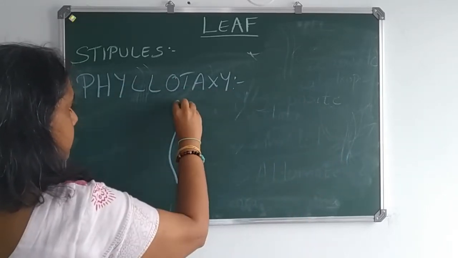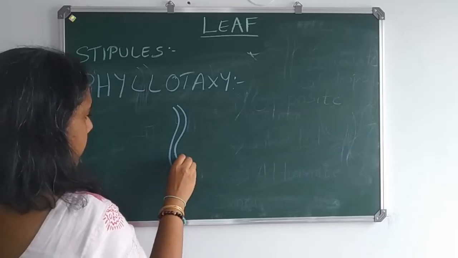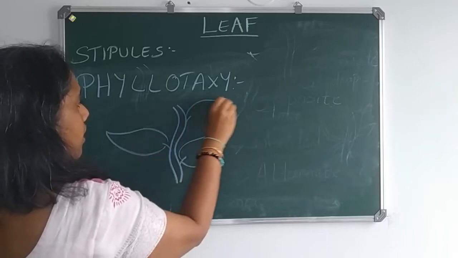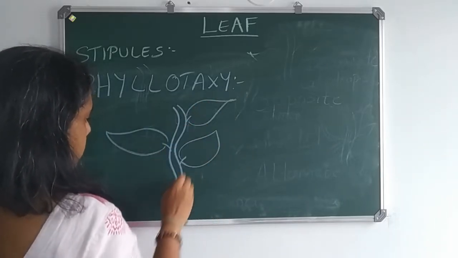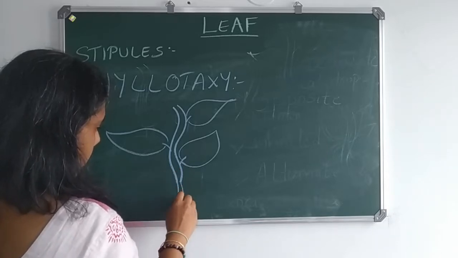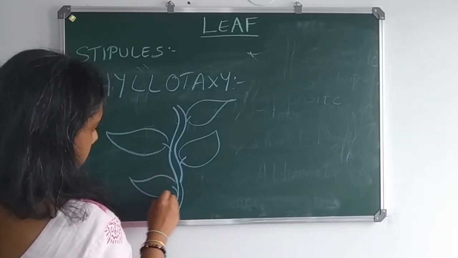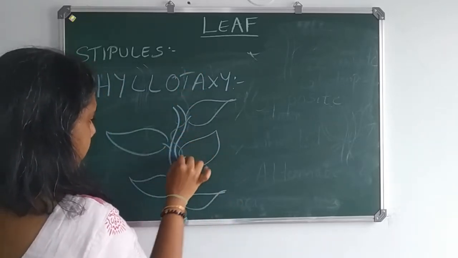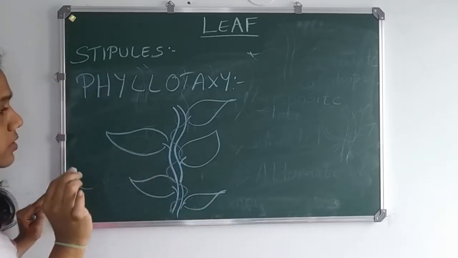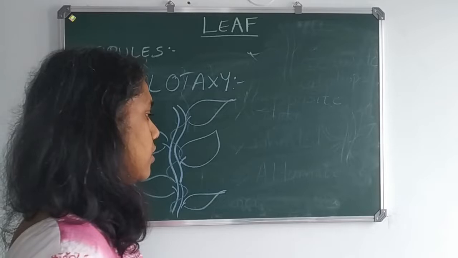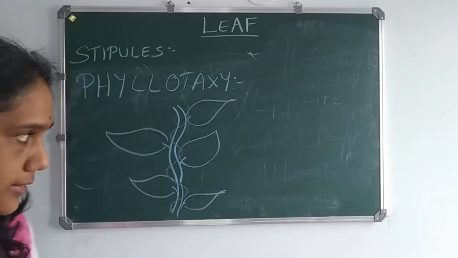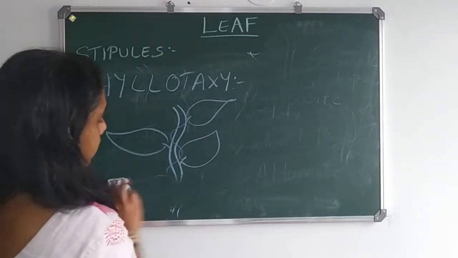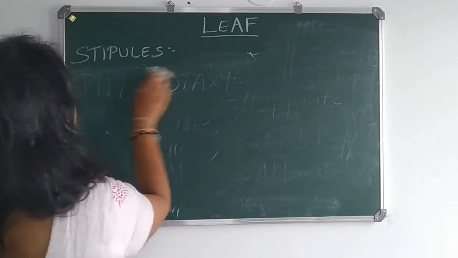So if this is the stem, it is arranged like this. I will not be drawing the exact leaves of the shoe flower, but this is just for your understanding. So when you pass a string, it will spiral. See, it's in the form of a spiral. So this is called the alternate Phyllotaxy.